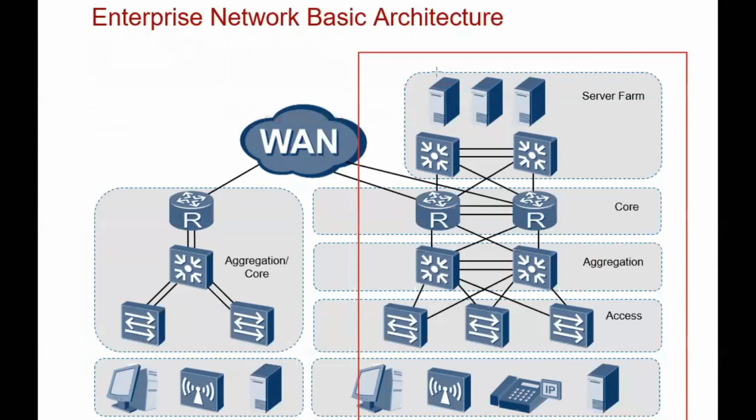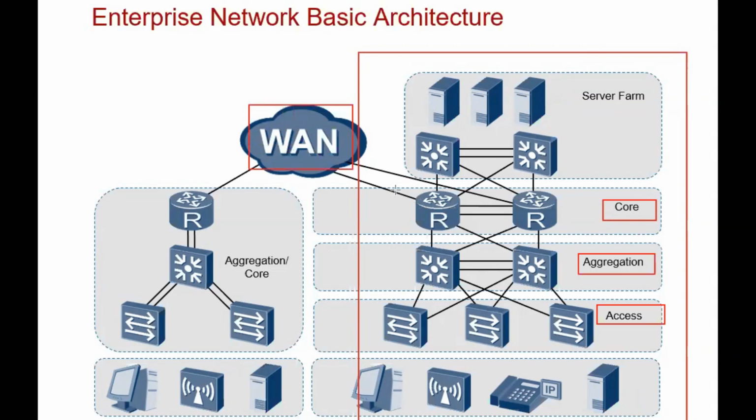So generally, this is a network for a large enterprise, and it uses the hierarchical layered design. In terms of hierarchy, we have several layers. One of them is called the access layer. The other one is called the aggregation layer. The other one is called the core layer. Generally, the core layer is what connects you to your wide area network.